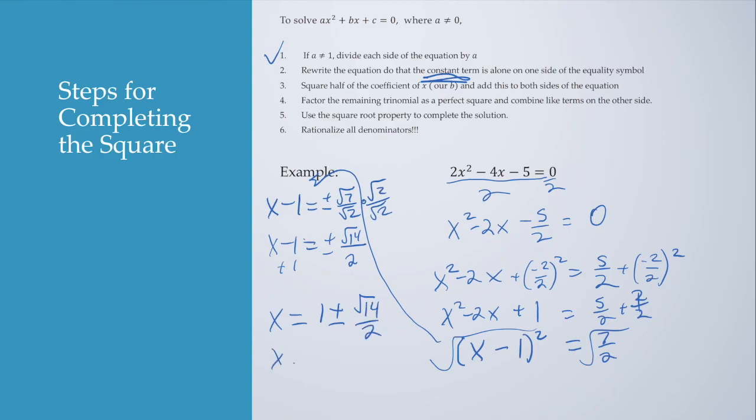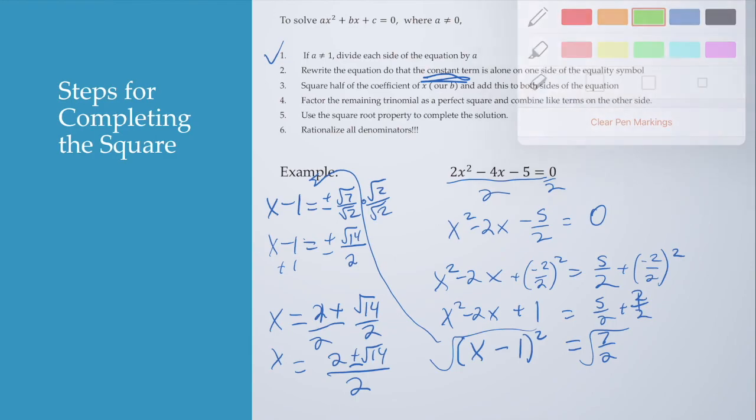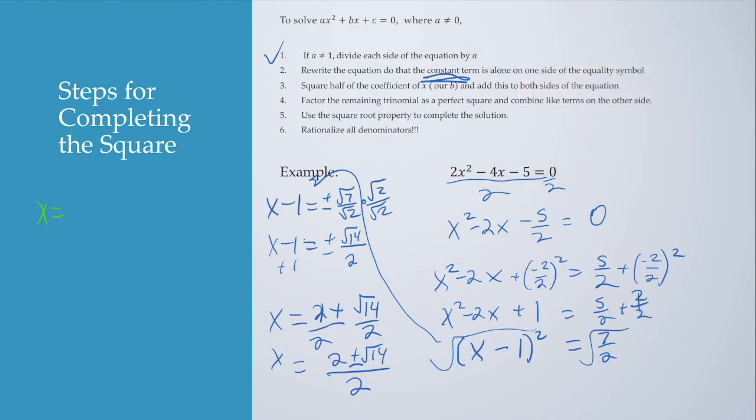So x equals, if I write 1 as 2 over 2, 2 plus or minus the square root of 14 over 2 as our final answer. And if I wanted to, I could rewrite this out. I could write it as x is 2 plus the square root of 14 over 2, or 2 minus the square root of 14 over 2, but writing it as 1 would work as well. And we're really going to see that as we talk about the quadratic equation in the next section.